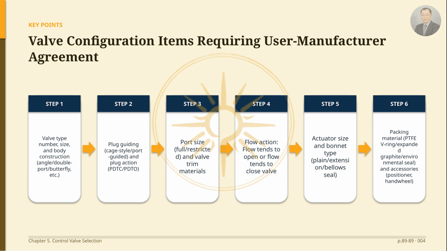Determine if the flow action tends to open or close the valve, and calculate the required actuator size accordingly. The bonnet style is chosen from options like plain, extension, or bellows seal, and packing materials are selected from PTFE V-rings, laminated graphite, or environmental sealing systems. Finally, determine the necessary accessories, such as a positioner or hand wheel. Some of these options were covered in previous chapters, and the rest will be explored in this and following chapters.